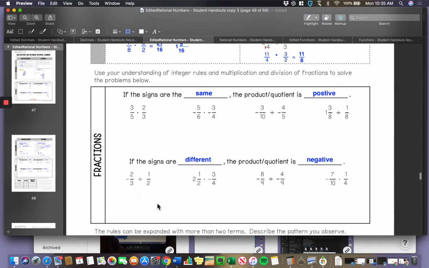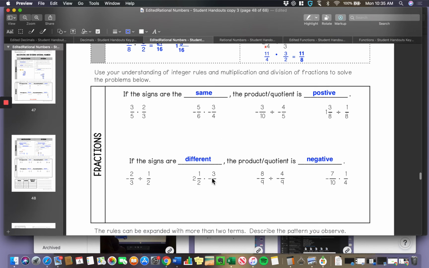All right, same rules apply. Same as the top. You guys are all welcome to use a calculator.